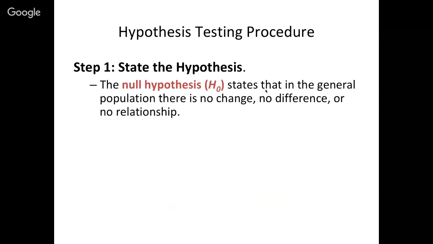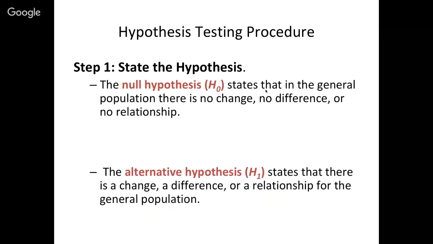The hypothesis consists of 2 parts. The first one is the null hypothesis. The null hypothesis states there's no effect, no change, or no relationship. It means the population mean after treatment equals the population mean before treatment. And the alternative hypothesis states we do have an effect, so the population mean after treatment will not equal the population mean before treatment.